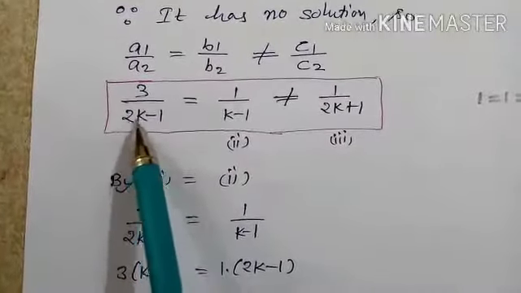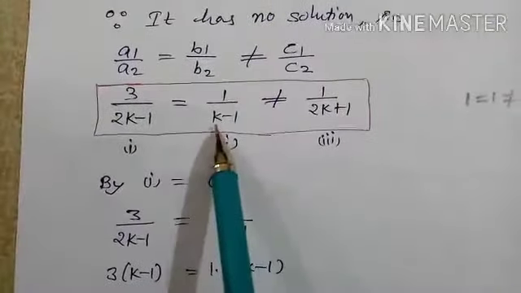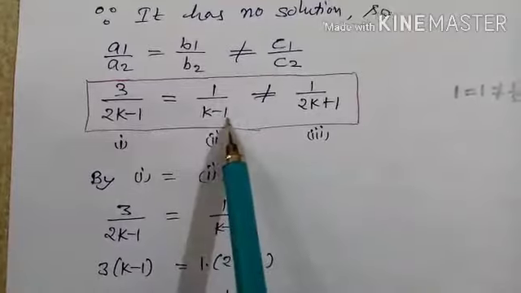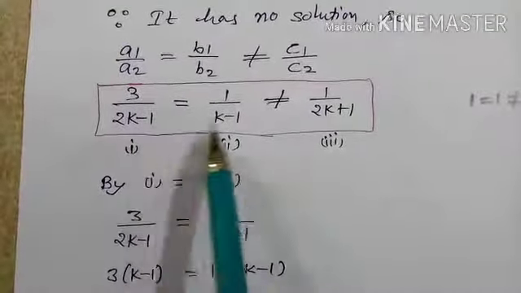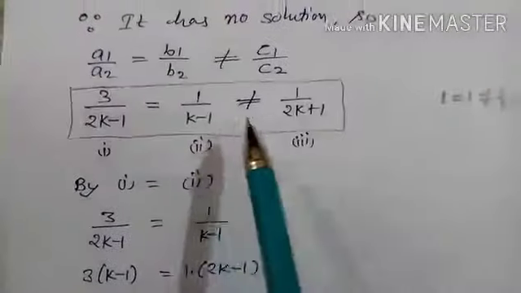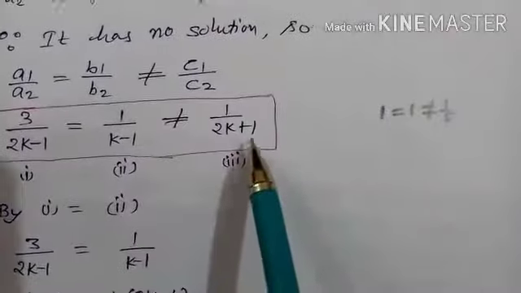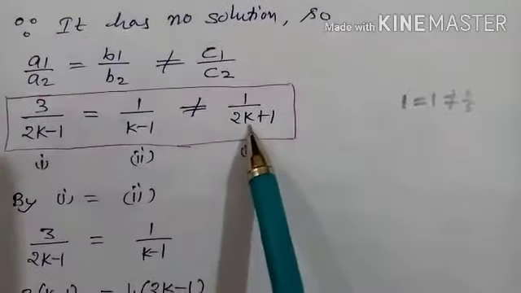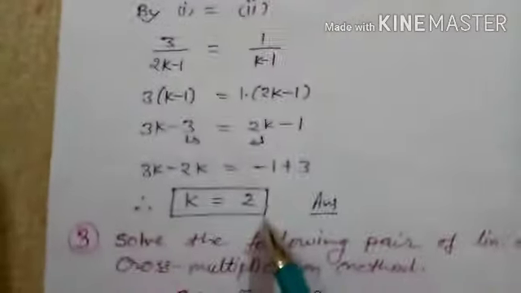When you put k is equal to 2 in this condition, 2 into 2 is 4, minus 1, it means 3 by 3, that is 1, and here k is equal to 2, so 2 minus 1, it means 1 by 1, also 1. So both sides, first and second, are equal, a1 upon a2 is equal to b1 upon b2, but it is not equal to c1 upon c2. Here 2 into 2 is 4, plus 1, it means 5, so 1 upon 5. So k is equal to 2 satisfies this condition which has no solution. So our answer is k is equal to 2.